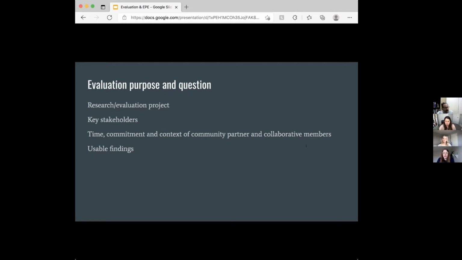So another thing that we considered in this was how do we make sure that the findings from our evaluation questions are going to be usable? So we decided that we were going to conduct interviews with the group members and have those interviews add to the knowledge that we were gaining through other methods like monitoring.